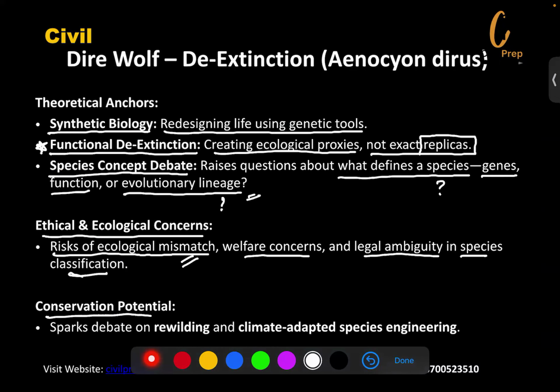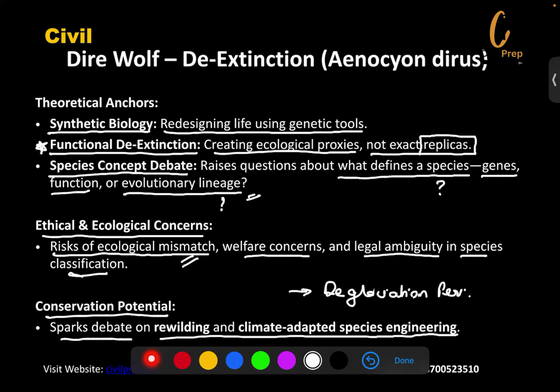Now, conservation potential. It sparks debate on rewilding and climate adapted species engineering. Okay, so a species which is living in the contemporary time, that is a glaciation and deglaciation period, and we have brought a species which was majorly living in the glaciation period. So this is a question of concern whether climate adapted species engineering is required or not. Okay. So guys, this was the first case study.